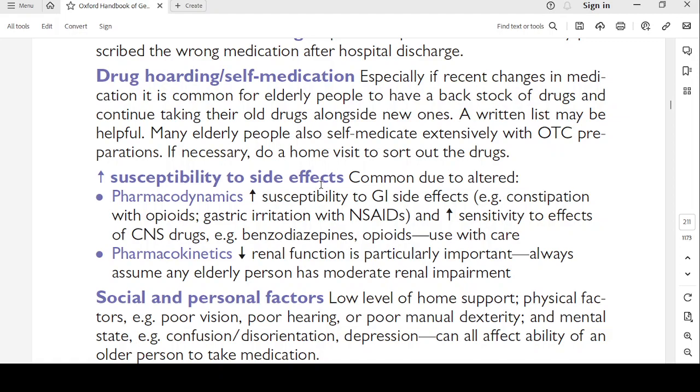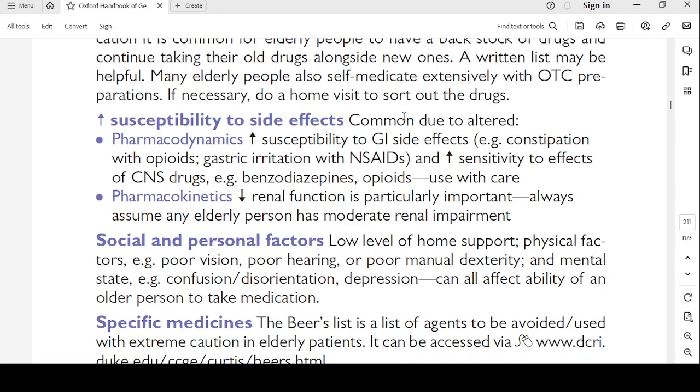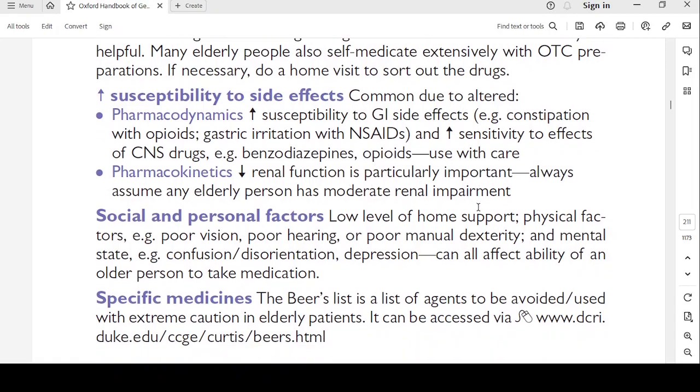Increased susceptibility to side effects is common due to altered pharmacodynamics: increased susceptibility to GI side effects, for example constipation with opioids, gastric irritation with NSAIDs, and increased sensitivity to effects of CNS drugs like benzodiazepines and opioids, so use with care. Pharmacokinetics: decreased renal function is particularly important. Always assume an elderly person has moderate renal impairment.